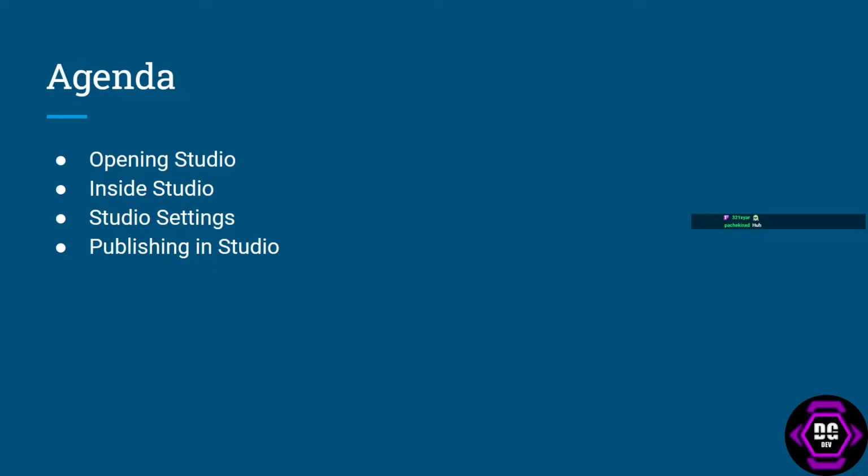We will be talking about what you see when opening Roblox Studio. We will talk about the components inside Studio. We will discuss the different studio settings with a brief description of what they do. We will talk about publishing a game in Roblox Studio with a brief overview of the elements. So let's go open Roblox Studio.